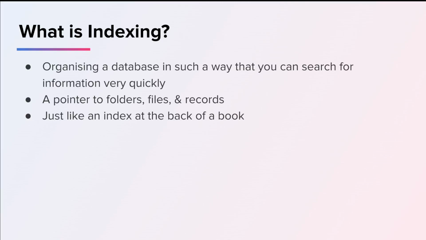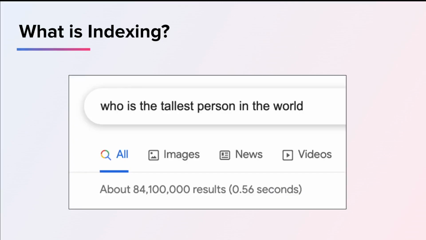And perhaps the most famous example of indexing is Google. Google has spiders or bots that crawl the web and grab all the information available and stores it in a gigantic database. It then indexes this data, allowing you to search, for example, who is the tallest person in the world, scanning 84 million results in just over half a second. This is the power of indexing data.